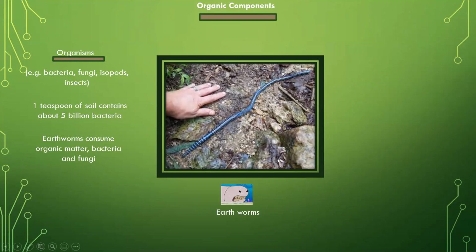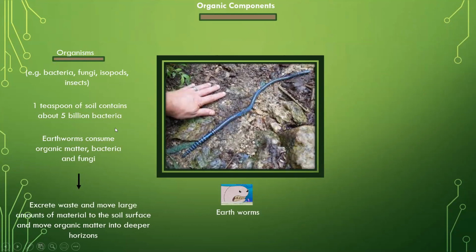For instance, this is a giant earthworm. This is someone's hand, and this is how big these earthworms are. I just think it's crazy how we think of these small ones, but you pretty much have an Alaskan bollworm here. They're huge. Not only do they excrete waste, so they're adding nutrients back into the environment, but they move large amounts of material to the soil surface.